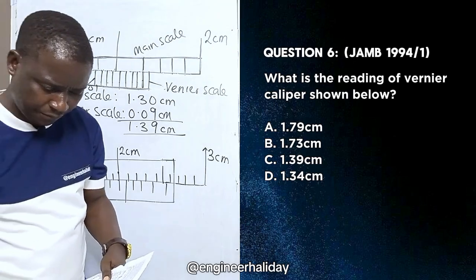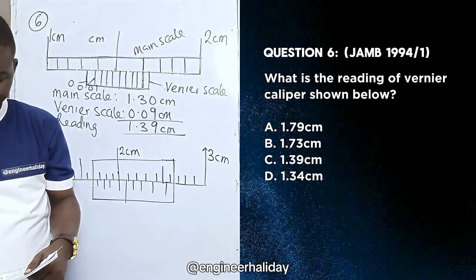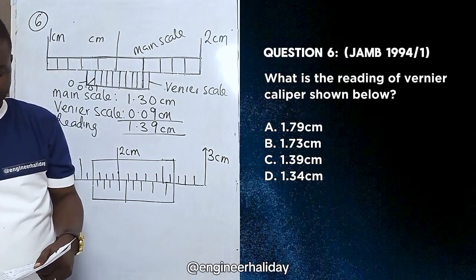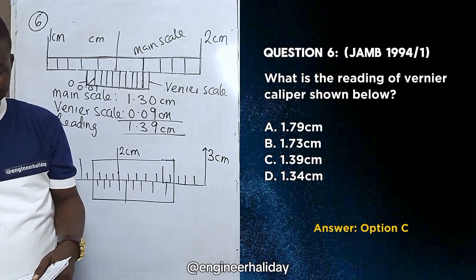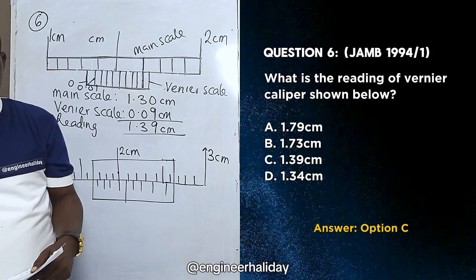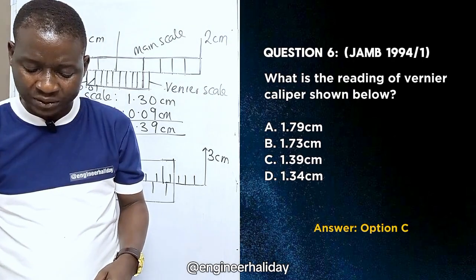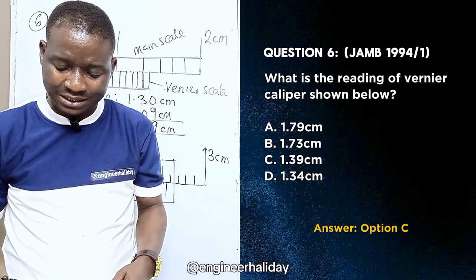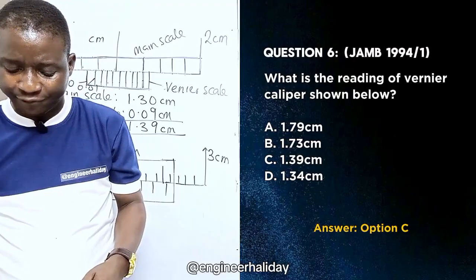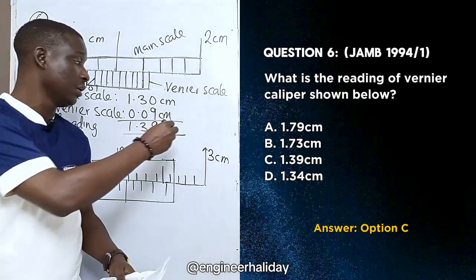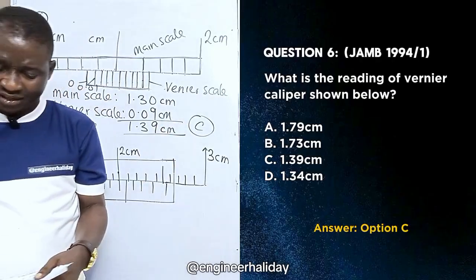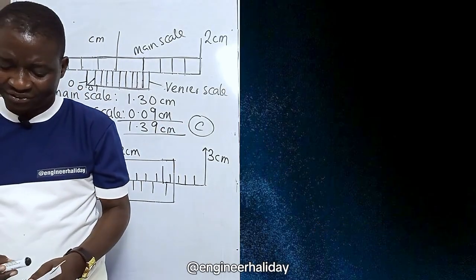So we have option A there: 1.79 centimeter, B 1.73 centimeter, C 1.39 centimeter, D 1.34 centimeter. That is 1994 number 1. The answer to that question is what? Option C is the answer. Let's go to number 7.